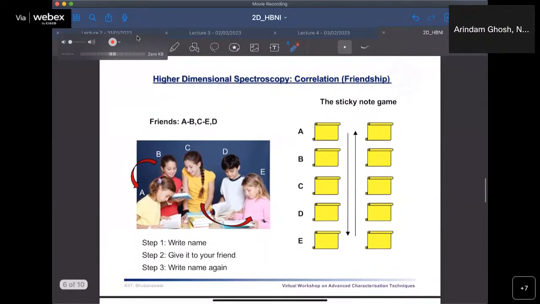So then I said, fine, you don't have to tell me, but at least you can write your name, correct? They said, yes, I can write my name. So what I'll do is I'll give them these sticky notes, correct? I'll simply say, you just write your name, and you do not have to tell me who your friend is. You just give your sticky note, after writing your name, to your friend.